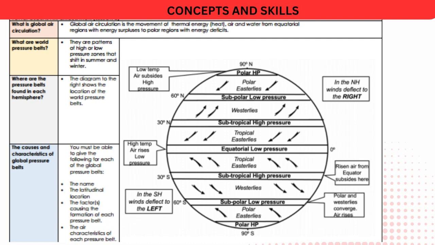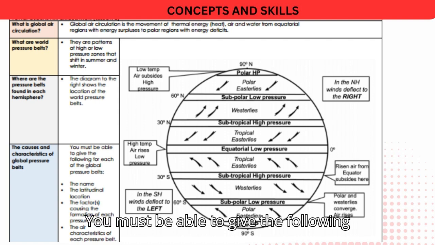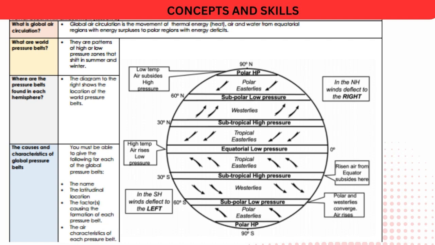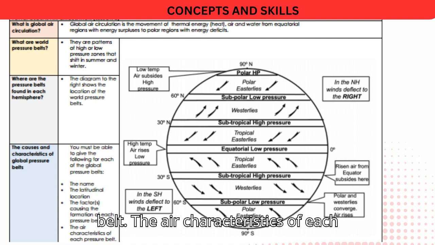The diagram to the right shows the location of the world pressure belts, the causes and characteristics of global pressure belts. You must be able to give the following for each of the global pressure belts: the name, the latitudinal location, the factors causing the formation of each pressure belt, the air characteristics of each pressure belt.